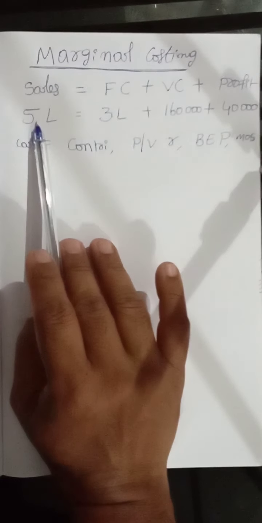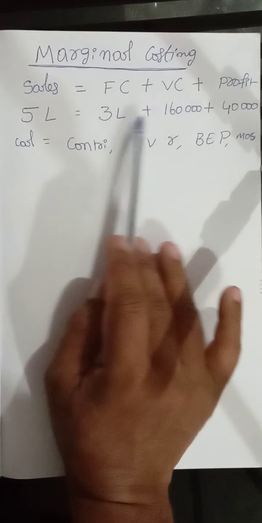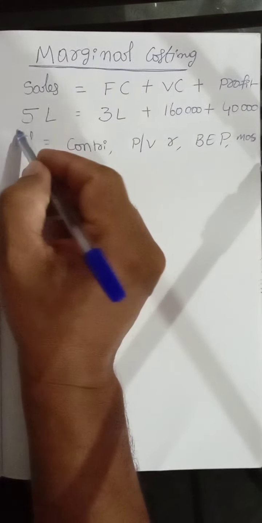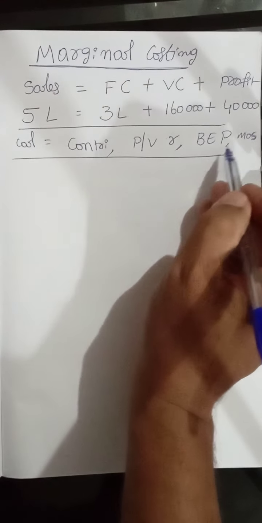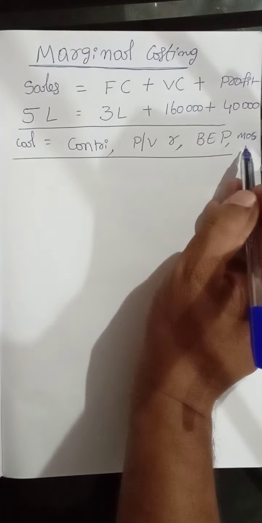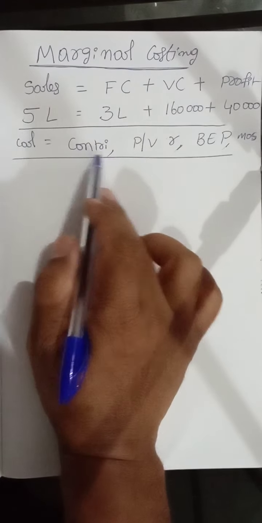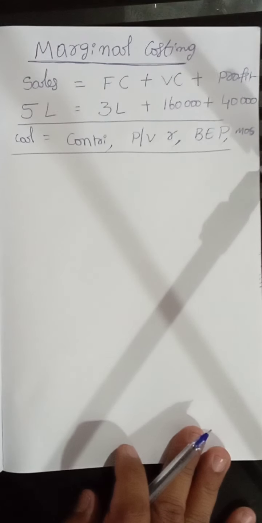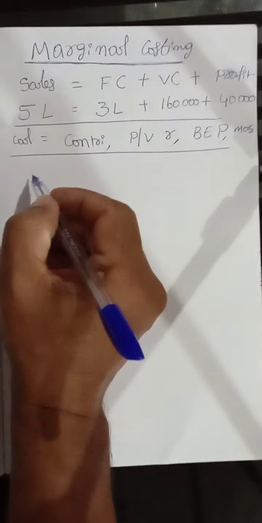In this given problem, sales is 5 lakhs, fixed cost is 1,60,000, variable cost is 3 lakhs, and profit is 40,000. For this problem they are asking: calculate contribution, P by V ratio, break even point and margin of safety. These are the 4 formulas I am doing. This is one of the important and easiest problems for a compulsory exam. So first one, contribution.